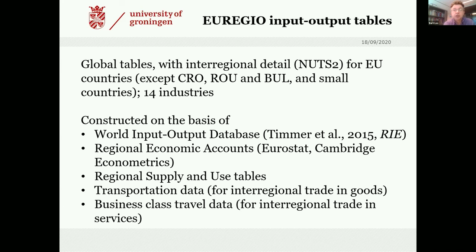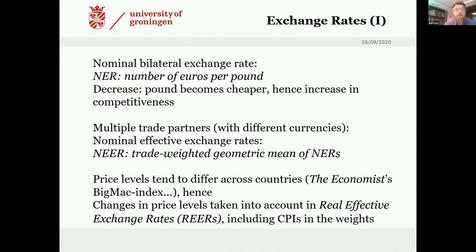And then interregional trade in goods is mainly estimated using transportation data, correcting for the existence of so-called transportation hubs. And interregional trade in services is really hard to measure. International trade in services is already problematic sometimes, but at the regional level this is even worse. And the best type of data that we could use to estimate interregional flows is based on business class travel data. So let's now move to the brief discussion of exchange rates.